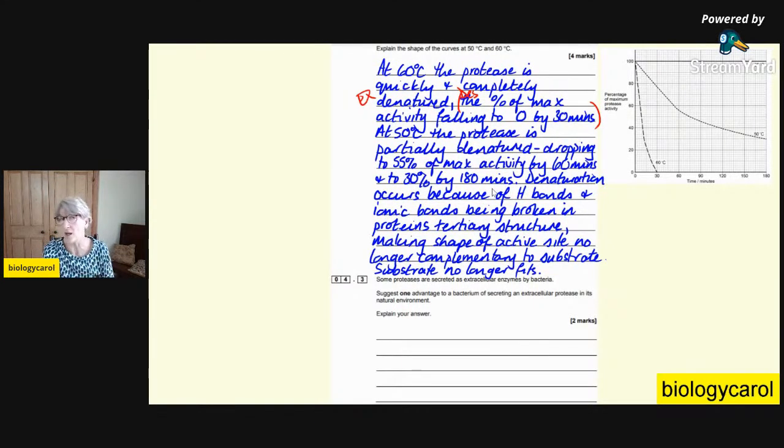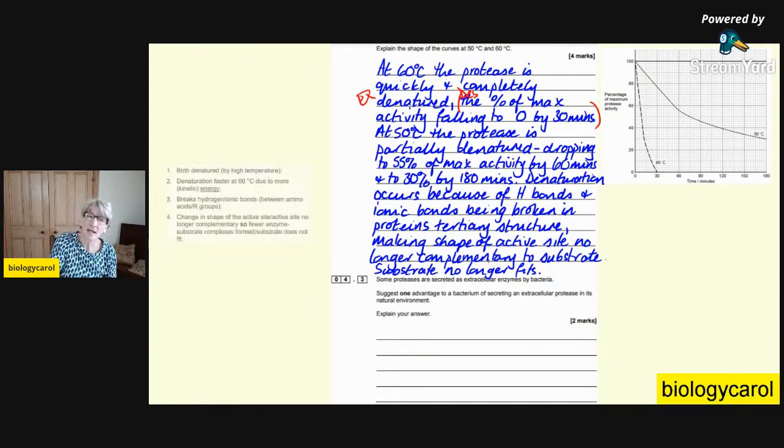Denaturation occurs because the hydrogen bonds and the ionic bonds in the tertiary structure of the enzyme are broken. And that means that the shape of the active site, always talk about the shape of the active site. Never just talk about the shape of the whole enzyme. Always talk about the shape of the active site. No longer is complementary to the substrate. The substrate no longer fits. Here is the mark scheme.